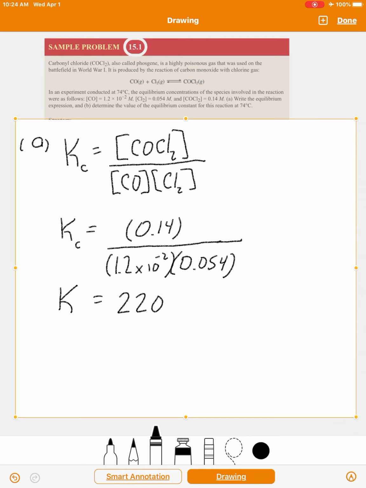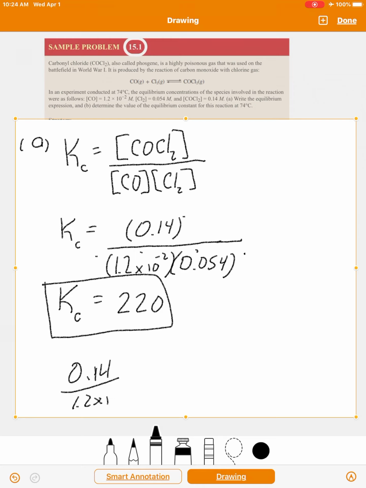Okay. A common mistake when people do equilibrium calculations is because you're dividing by two numbers. It's very common. Someone will type in this divided by this times this, and your calculator would interpret that as 0.14 divided by 1.2 times 10 to the minus 2 times 0.054, and that's not what we have. We're dividing it by 0.054, so make sure that you're dividing by 0.054, and there you go, expression and value.